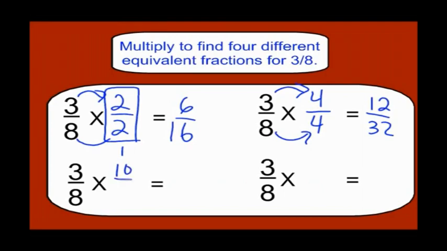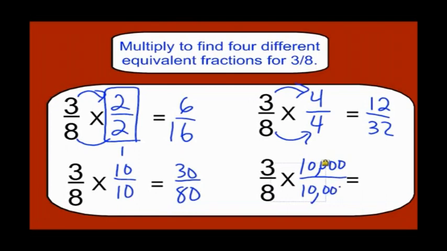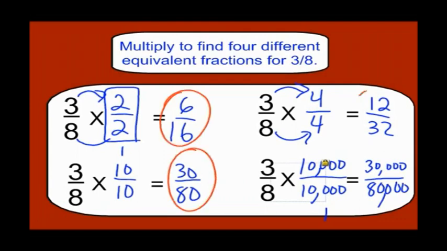What if we did 10/10, which is the same as 1? That would be 30/80. 3/8 and 30/80 are equivalent fractions. And what about if we did, how about 10,000/10,000, which is equivalent to 1? It's like multiplying times 1. That would give us 30,000/80,000. That's an equivalent fraction to 3/8. So we just made 4 fractions that are equivalent to 3/8.